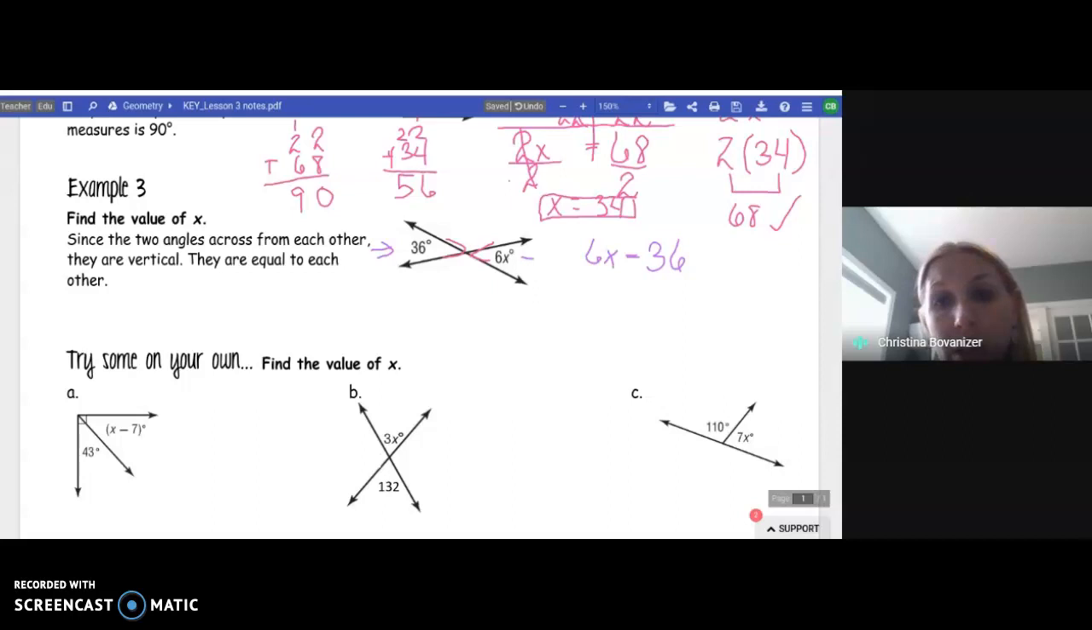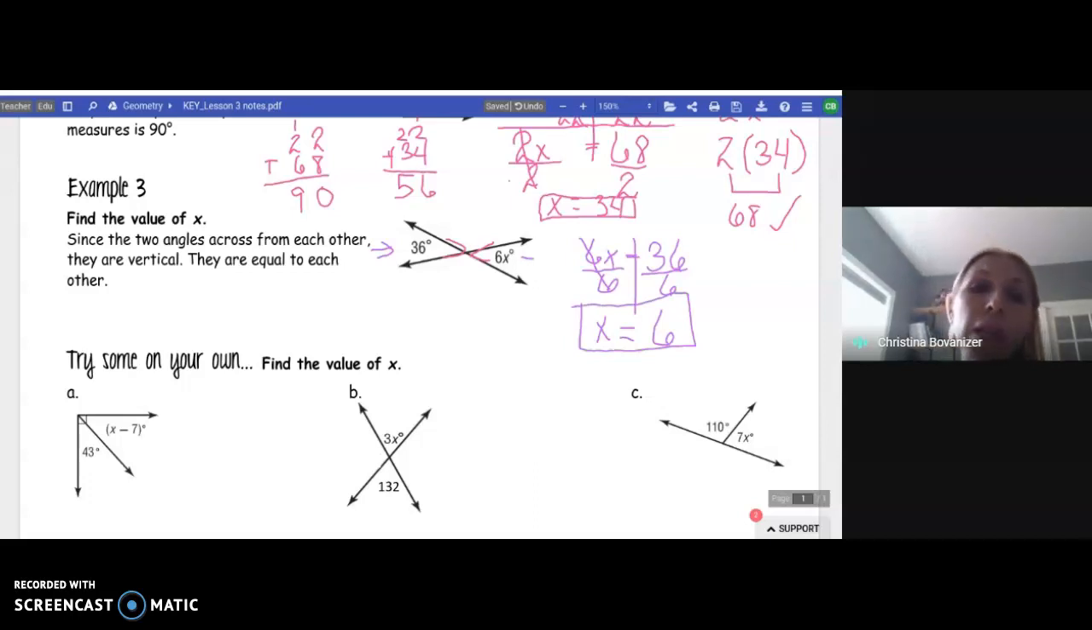So this is just a one-step equation. All we do is split it down the middle. We're going to divide by 6 on both sides. And that will tell us what x equals. So 36 divided by 6 is just 6.